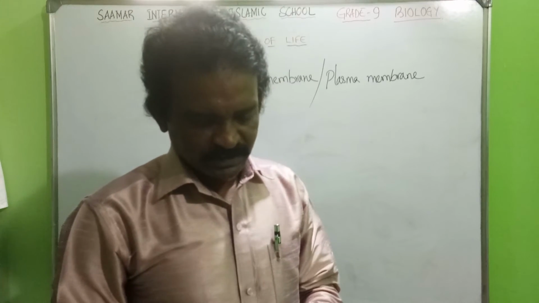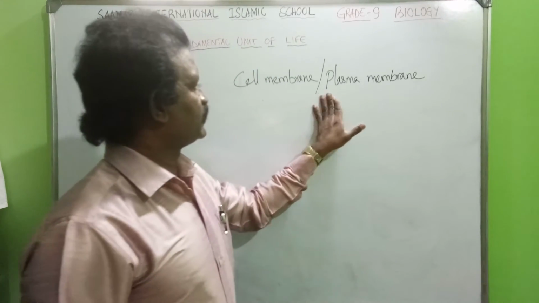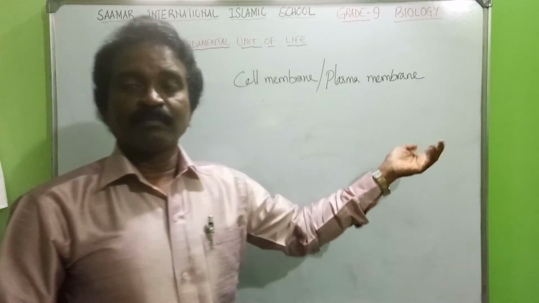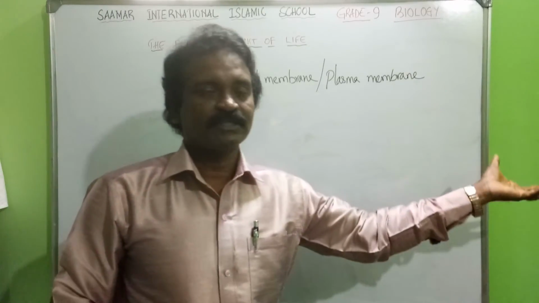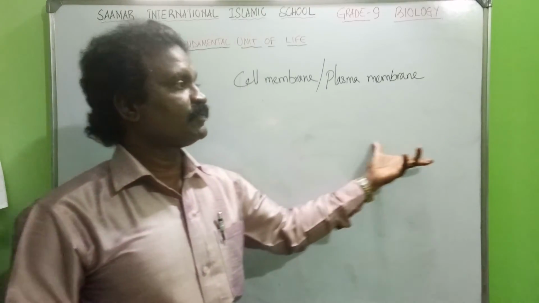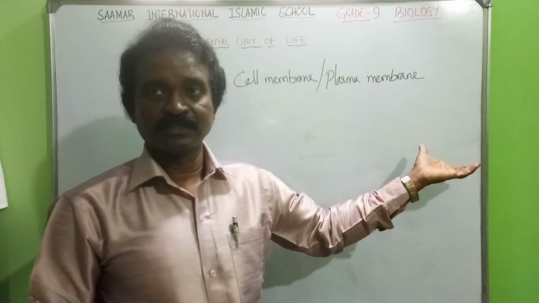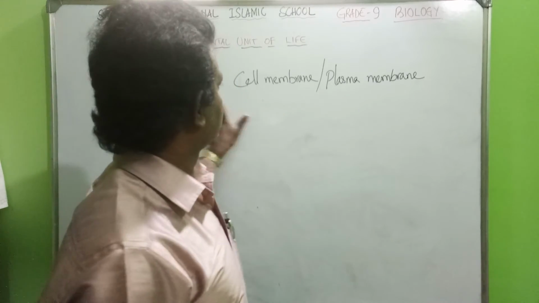Now, in the cell membrane, that is the outermost layer, there is movement of molecules from higher concentration to the lower concentration. So, movement of substance from outside to inside. Movement of gases from outside to inside, for example, carbon dioxide and oxygen. Clear? All this takes place through the cell membrane.